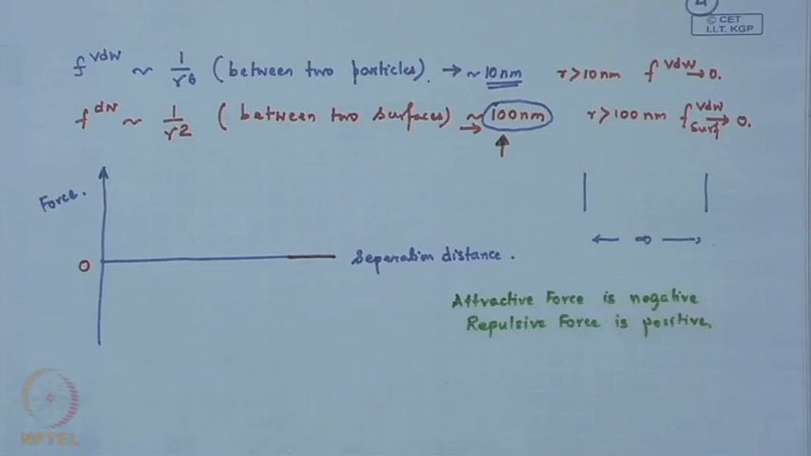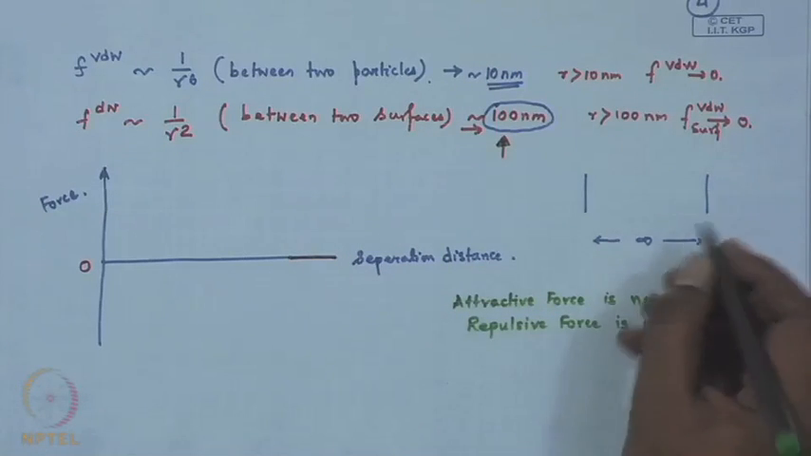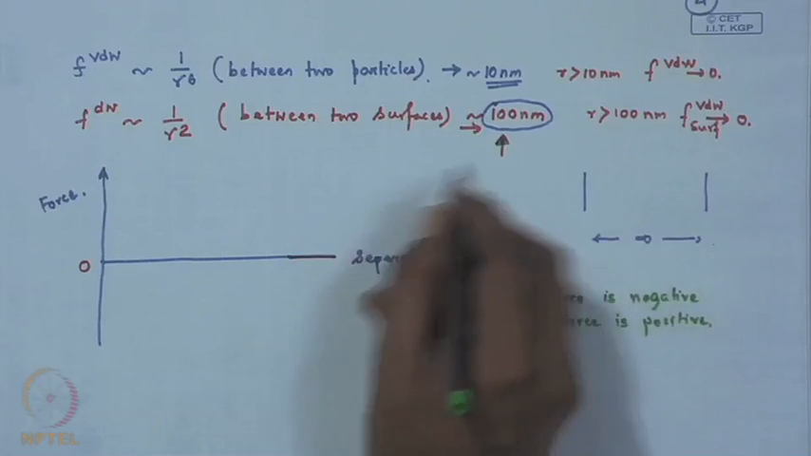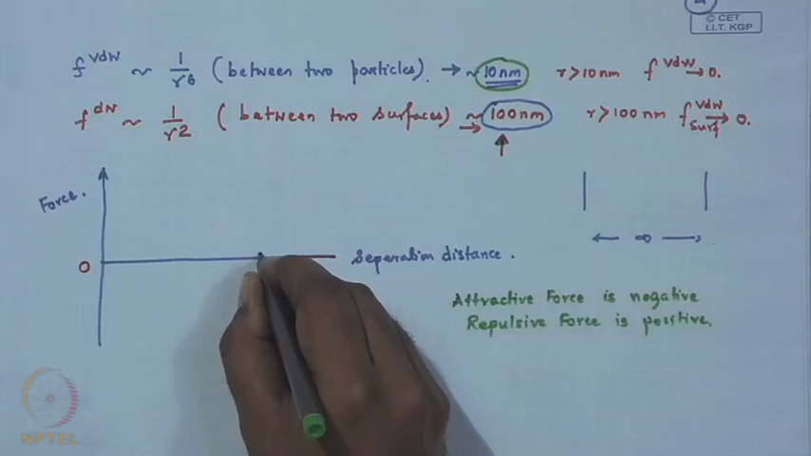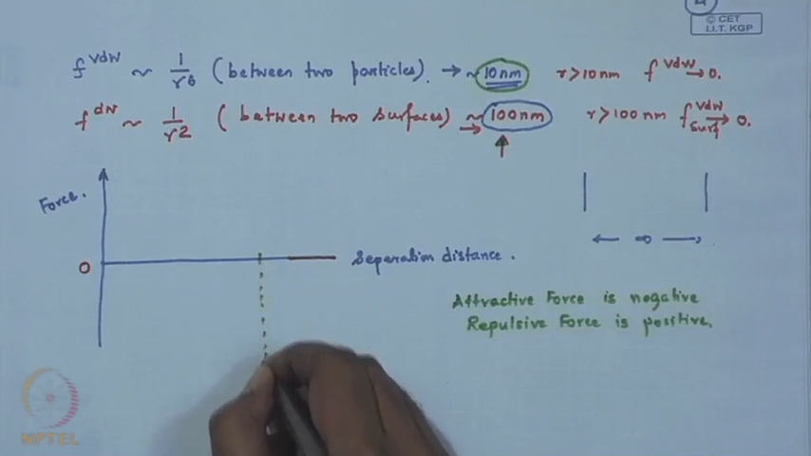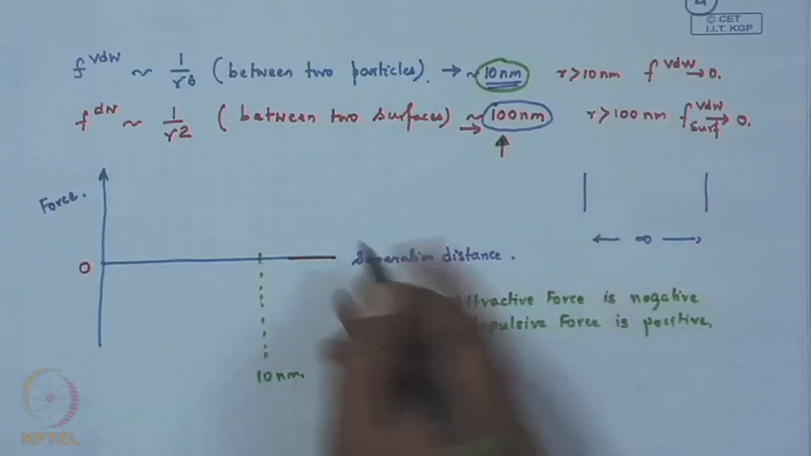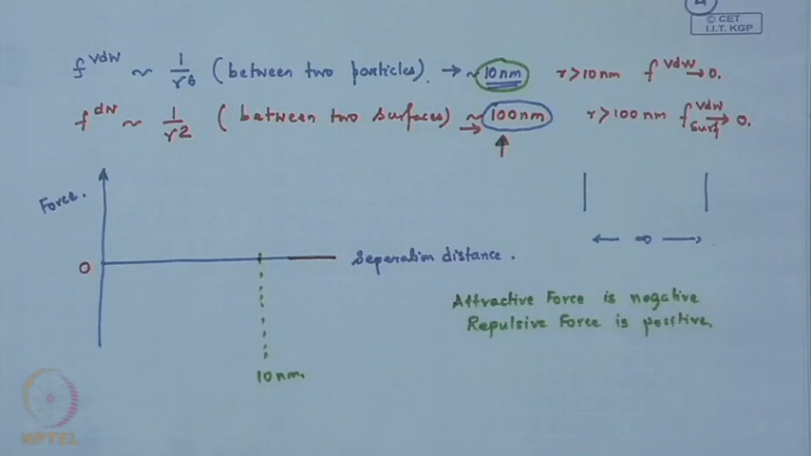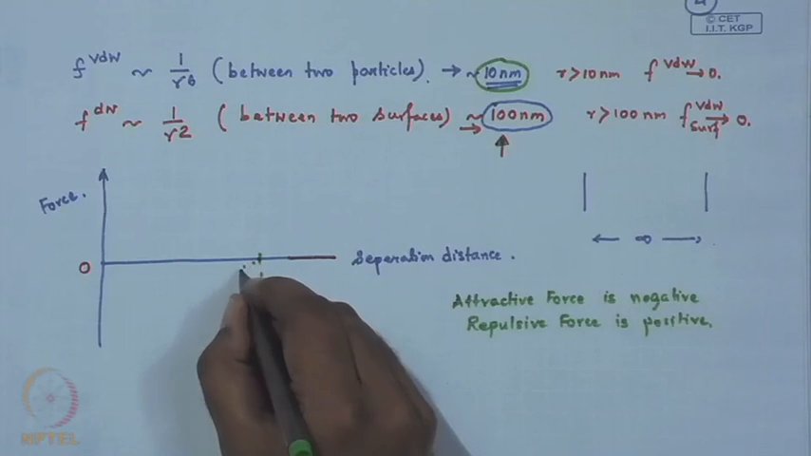So, if you are talking about, let us say, two particles, which is easier to understand, at infinite separation distance apart, there is no interaction. You bring the particles closer to each other, and once you cross this number, 10 nanometers, so let us say it is over here, then the interaction starts, or the interaction is no longer 0, and the interaction is attractive. So, the force is somewhere over here.